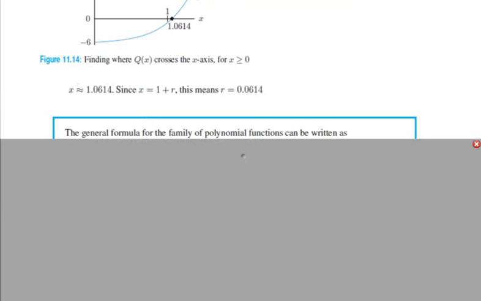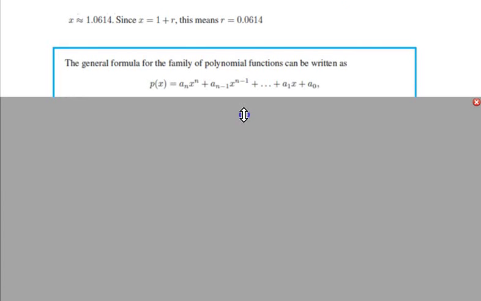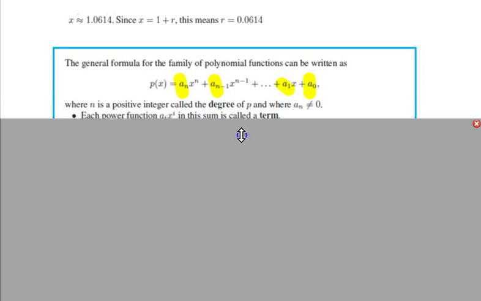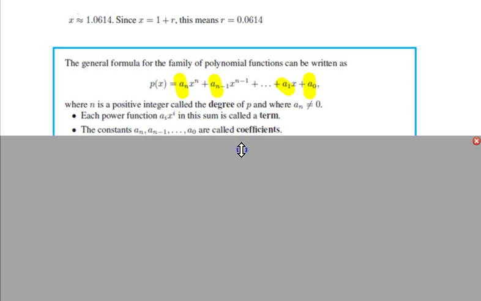Okay, moving on. So a general expression for the family of all polynomial functions looks something like this. And this terminology may be a little bit new, so I'm going to go over it very quickly. These constants with a's in front of them are called coefficients, and they're related to the respective power. Okay, so we say a sub n is the coefficient of x to the n. So a sub 6 is the coefficient of x to the 6, and vice versa.